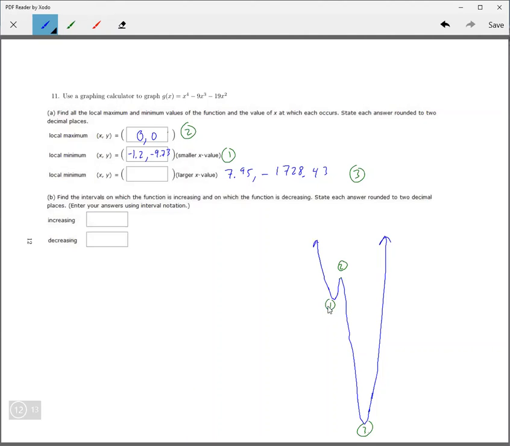Okay, so increasing would have been, first of all, from 1 to 2. So that would have been from here to here, which gives negative 1.2 to 0. That's increasing. And then it's increasing from 3 on up to infinity, right? So this one, which is 7.95 to infinity.